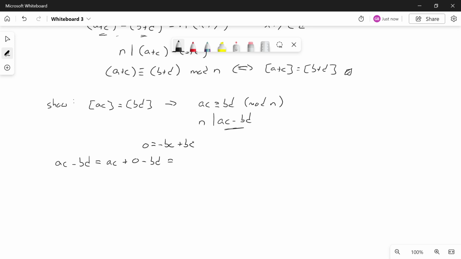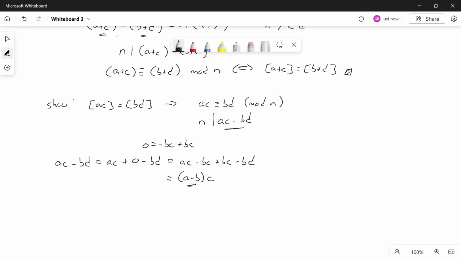So BC just cancels itself out. The negative and the positive give me 0. So if I substitute this in, I have AC minus BC plus BC minus BD. And you'll see why I did this in just a second. Now let's factor this. Let's focus on the first two terms and the last two terms. Notice in the first two terms, what's common between the two? That just so happens to be a C. So I'm going to factor out that C, and I'm going to have A minus B times C.